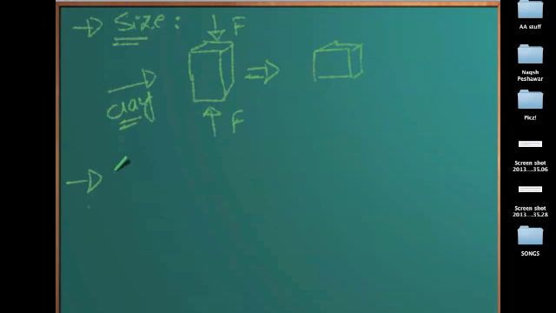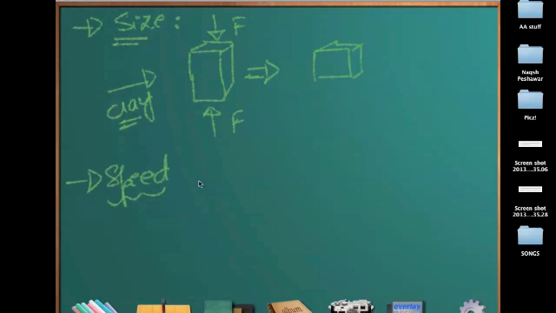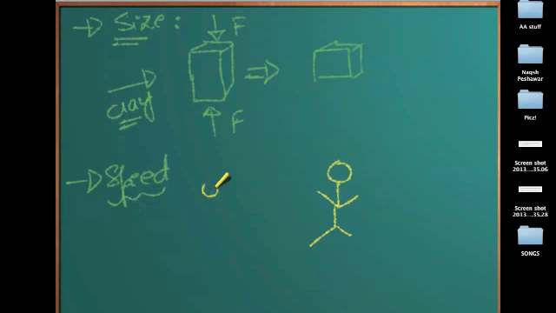And you can also change the speed of an object. Like for example, if you were here and a ball is moving towards you, and suddenly as it's moving you just catch the ball in your hand.